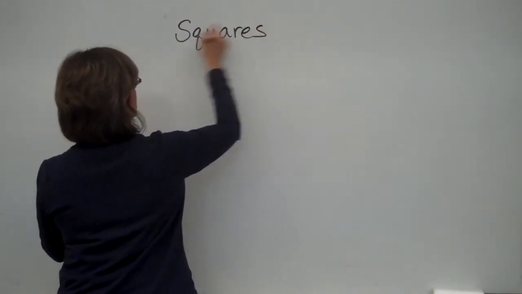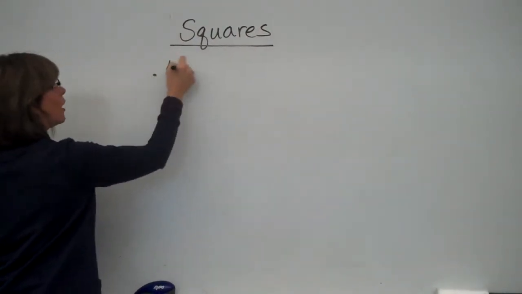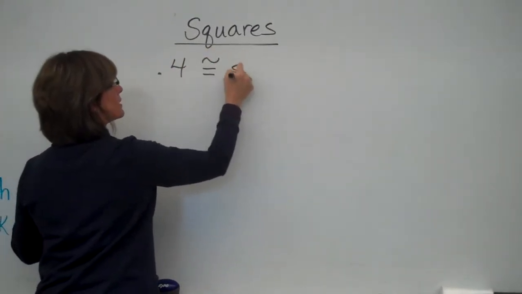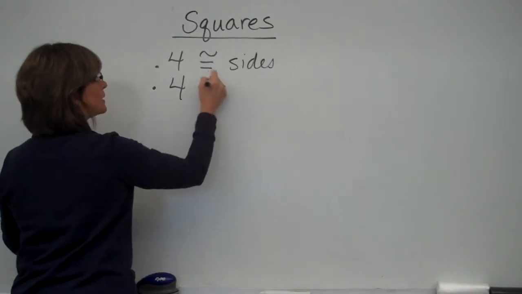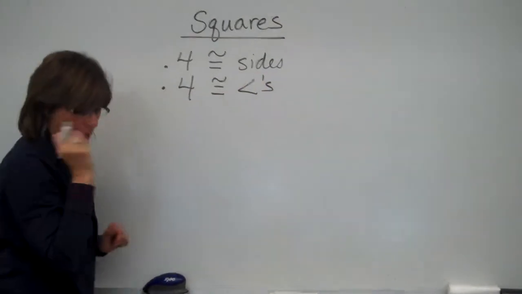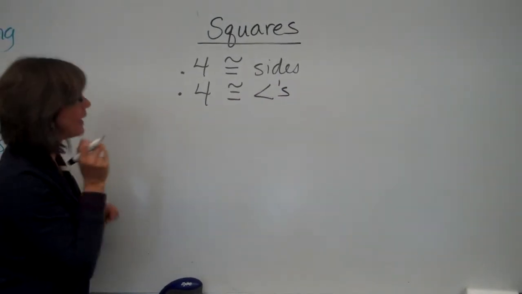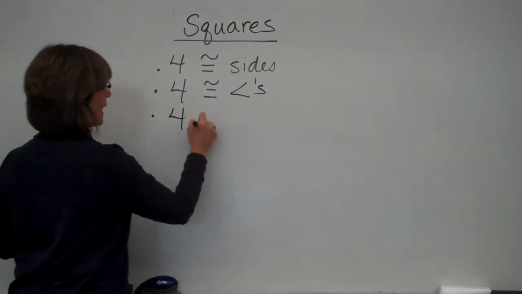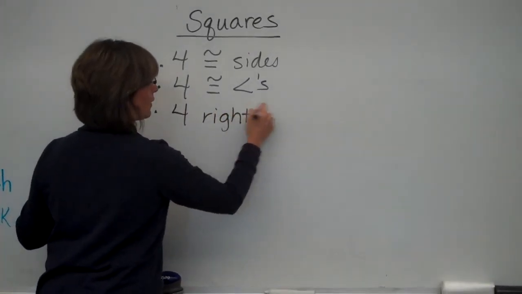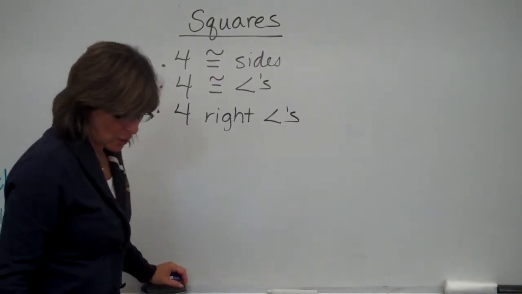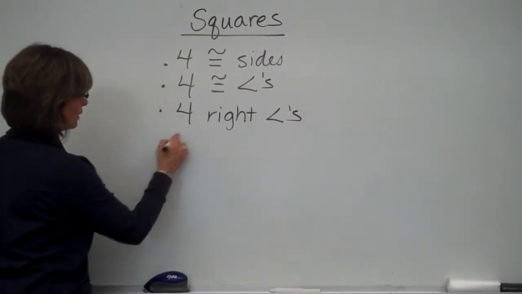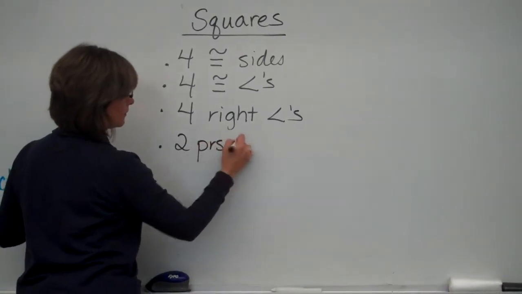What do we know about squares? Well, we know they have 4 congruent sides. 4 congruent angles. We also know that it has 4 right angles. So we know that those 4 congruent angles are 90 degrees each. We have 2 pairs of parallel sides.